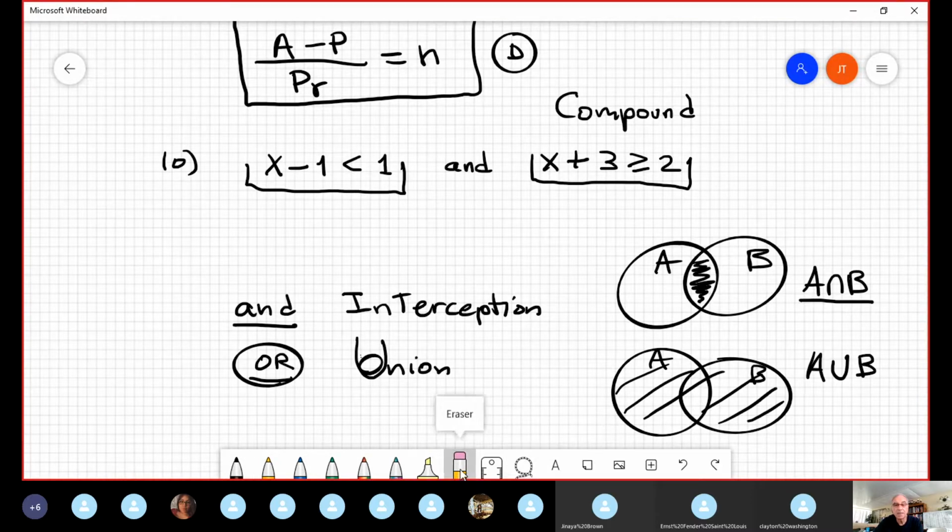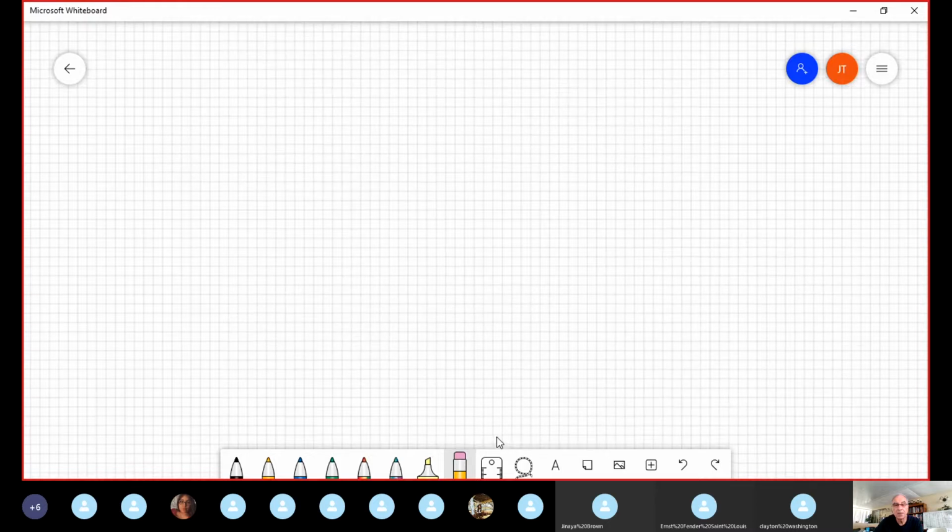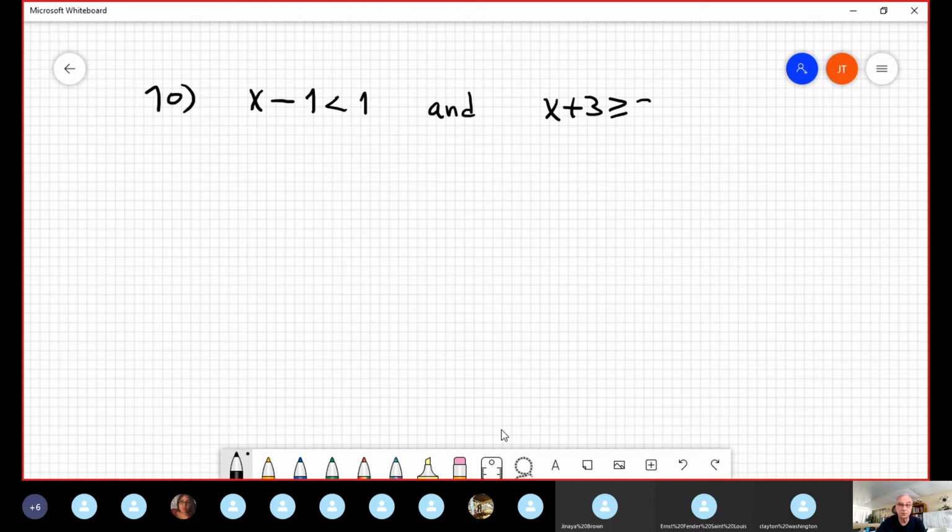Number 10 is, I want to copy again, a compound inequality. The compound inequality is formed by two inequalities: x minus 1 less than 1, and x plus 3 greater than or equal to 2.